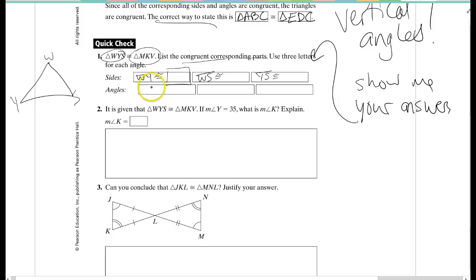I'm actually just going to go with a simple version of the naming. I'm going to give you angle W, congruent to angle M. So the first letter here, first letter there. Angle Y, second letter corresponds to the second letter, so that's Y congruent to K. Third letter S, congruent to third letter V. So angle S congruent to angle V.